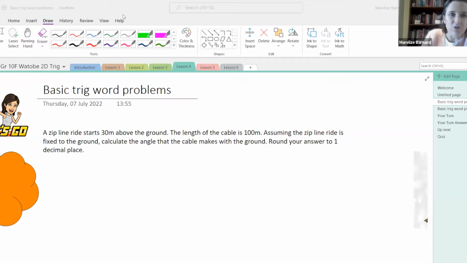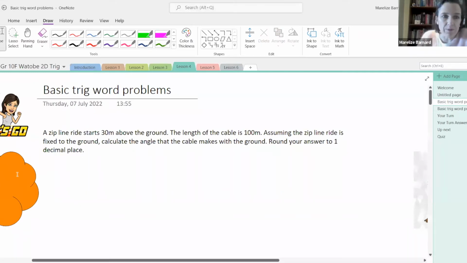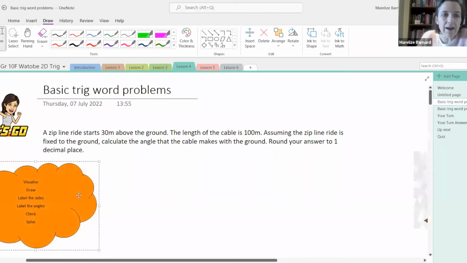I hope that gives you a better idea of the picture that we are going to draw, because that's going to be our next step, to draw a picture of this problem. And here in this bubble, I made some notes for you about how to approach a problem like that.